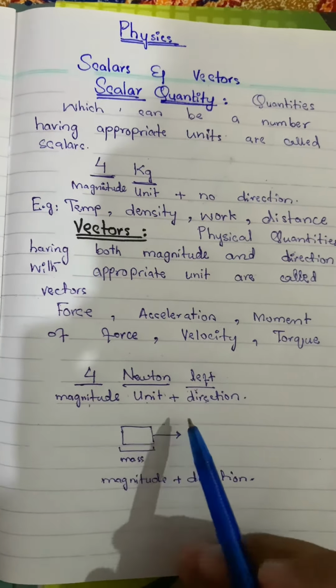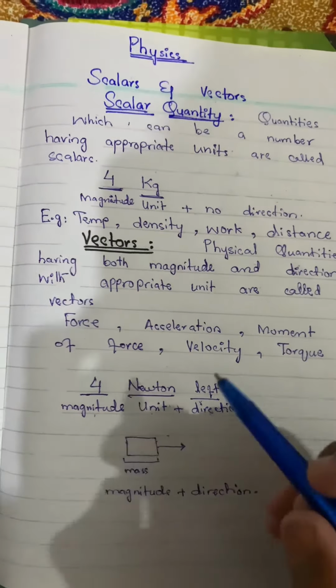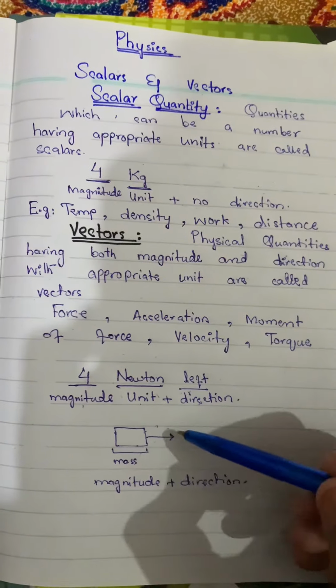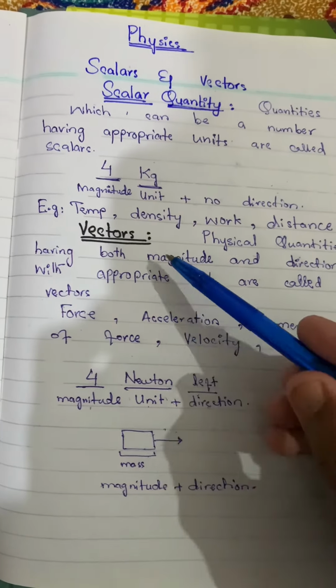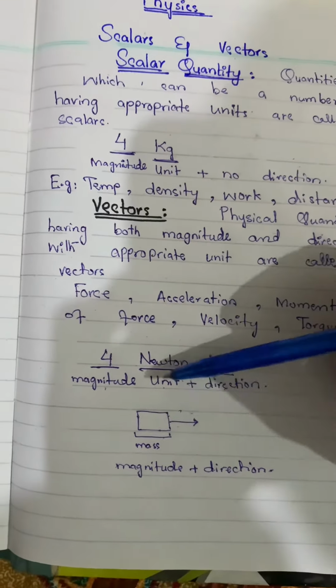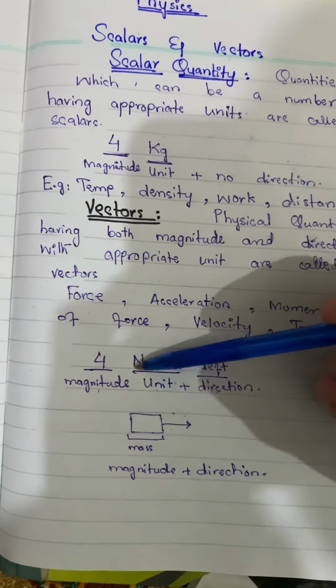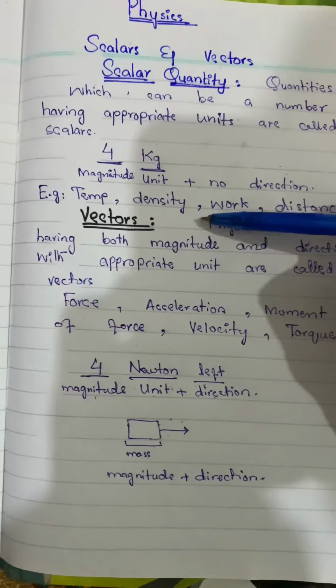Just like we can say a body having mass and showing its direction towards the left or right or any sort of direction, this will be the vector quantity, or the vector form. It has the magnitude and always shows the direction together. These are the vector quantities.